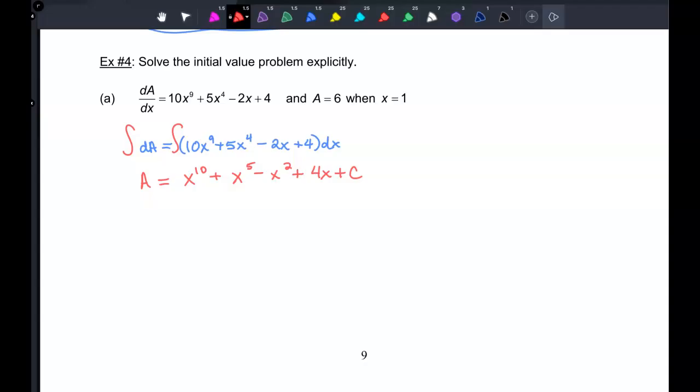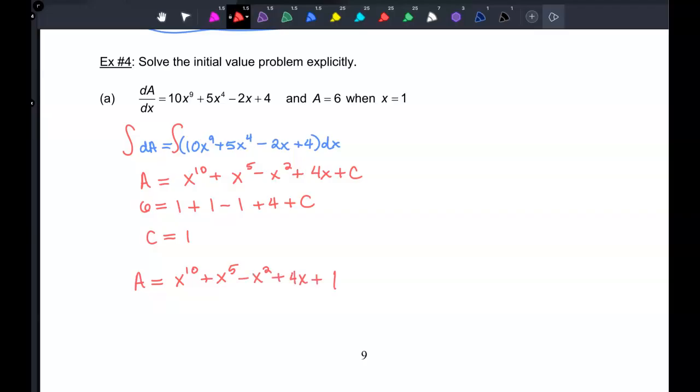Okay, now I am given a equals 6 when x equals 1. So we're going to substitute 6. Well, that's just going to be 1 plus 1 minus 1 plus 4 plus c. What do we get for c? So my final answer is a equals x to the 10th plus x to the 5th minus x squared.